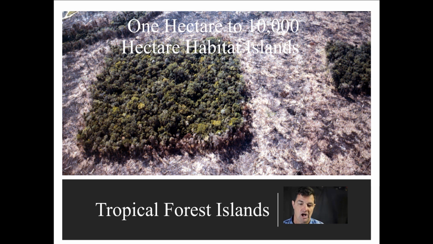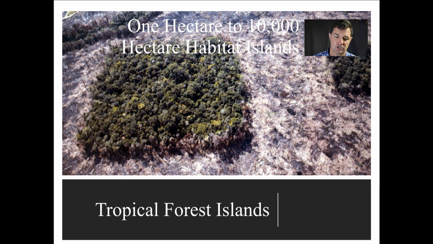So small islands were impacted by wind and tree fall, and the middle of the tropical forest basically creates a lot of its own humidity from the water and the trees surrounding it. So the edges of these small islands were really dry.